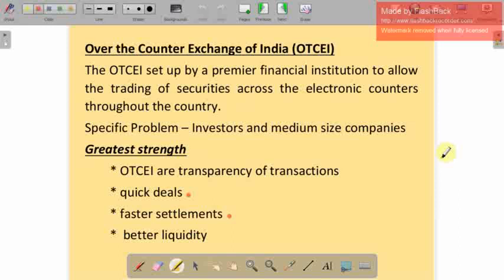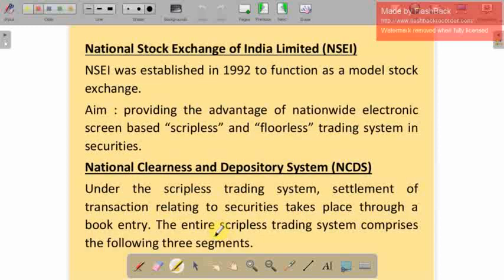The OTCEI was set up by premier financial institutions to allow the trading of securities across electronic counters throughout the country. Earlier, if I purchased any shares, they gave a physical document. Now everything has changed to electronic format. Investors and medium sized companies faced some problems, but it has great strengths: transparency of transactions, quick deals, fast settlements, and better liquidity. That is the benefit of the OTCEI.